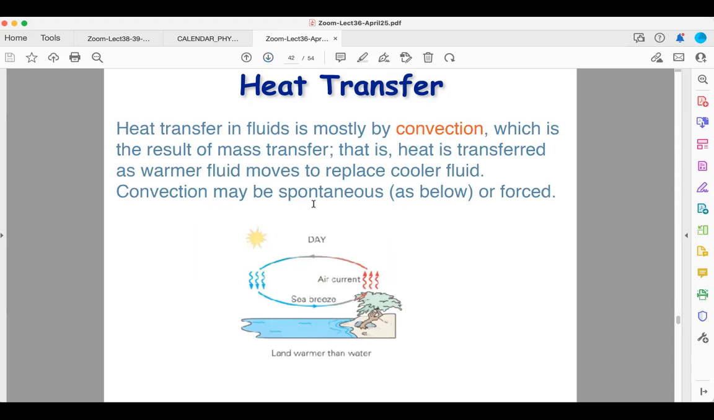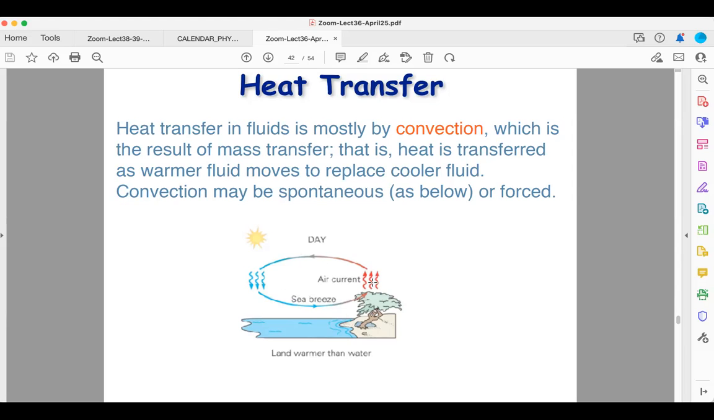Then heat transfer in fluids is mostly by convection, which is the result of mass transfer. The heat is transferred as warmer fluid moves to replace cooler fluid. Convection might be spontaneous or forced. For example, here during the day we see the sea breeze arrive. Here we have the air current, which the sun makes warmer, and then it's circulated like this.